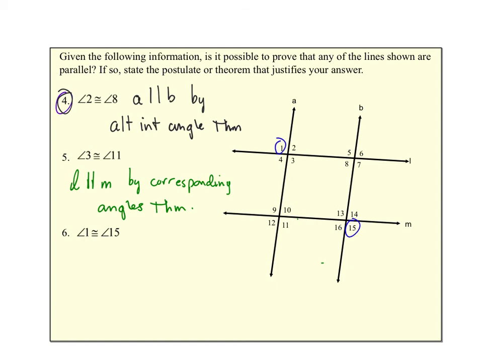1 and 15. 1 and 15 have no relationship. Okay, now I know what you're saying, but Mr. Heeren, they're both exterior, and that's true. But in order for that to work, you would need more information. You would need to show like 1 and 11 are congruent because those would be alternate exterior angles. Or you would need to say like 1 and 7 and then 7 and 15 because they're corresponding. 1 and 15 by itself doesn't tell me enough information. So I would say NEI, not enough information there.